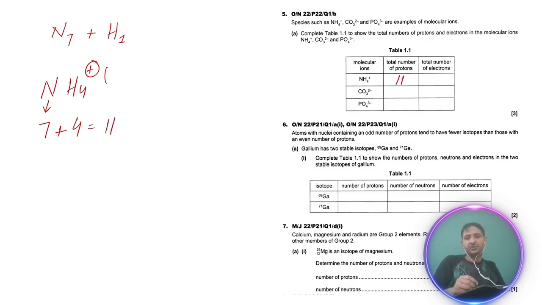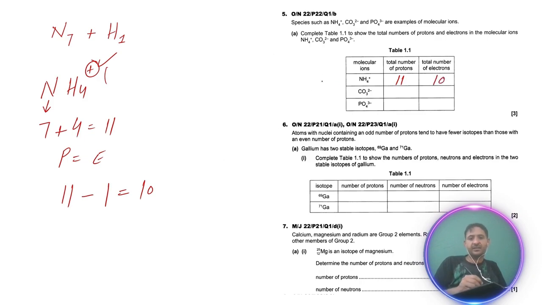Total number of electrons. You know the number of protons is equal to the number of electrons. But here you can see there is a positive charge. Positive charge means if the total is 11 and there is one positive, one electron is less. So there are 10 electrons.